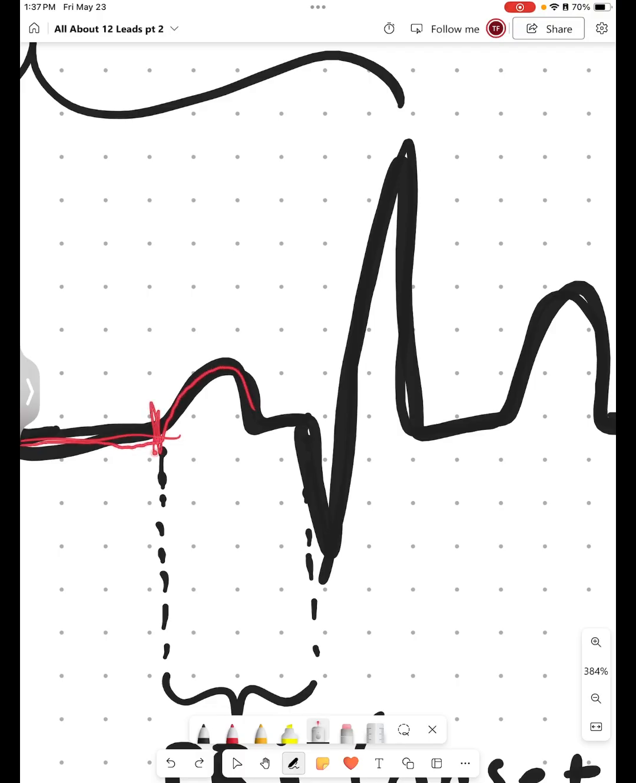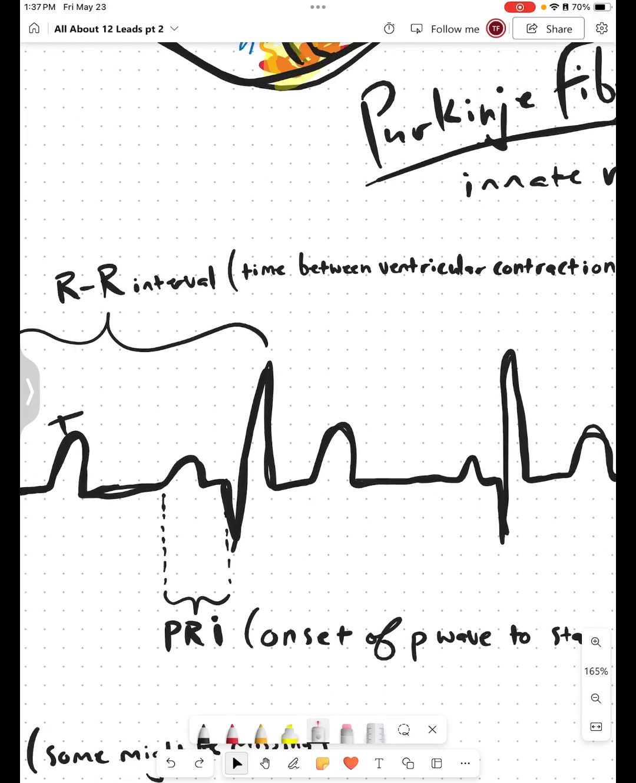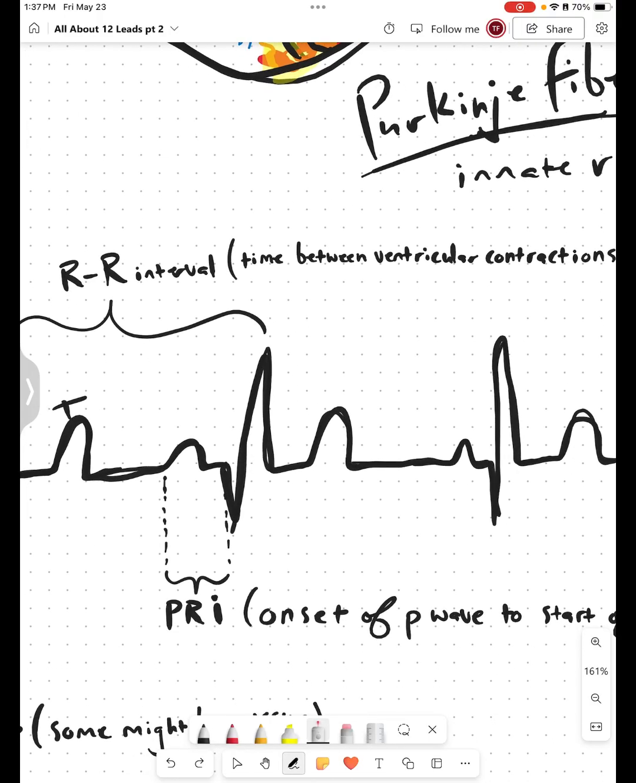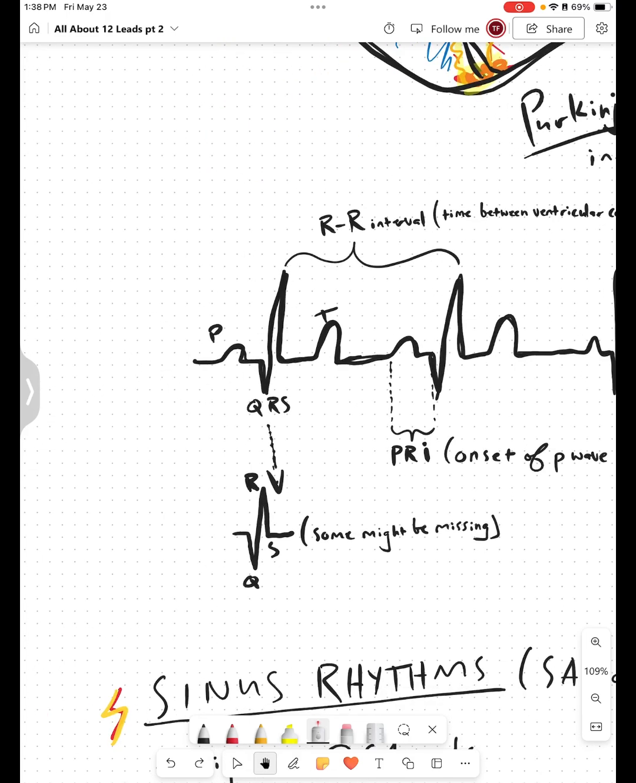That point where it starts to go up is the beginning of our PRI, and the end of it is going to be the very first instance of ventricular contraction here. So the beginning of our Q wave in this example. So we have our Q, R, S. And that is going to be used to discern how long it takes from an electrical stimulus originating from our atria to an actual ventricular depolarization and, in theory, ventricular contraction.